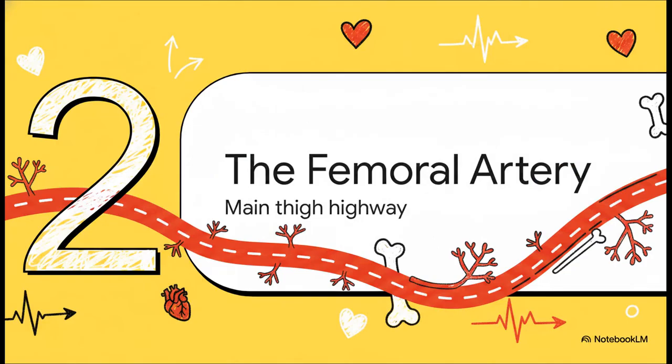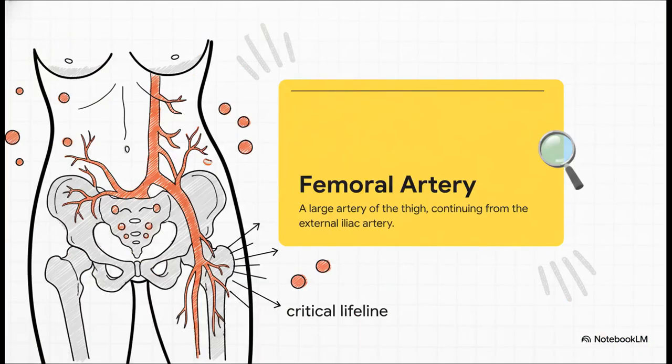Moving on to our star player. Meet the femoral artery, the absolute major highway of the thigh. So what exactly is the femoral artery? Well, it's a remarkably large artery in your thigh. To put it into perspective, it's actually about as thick as your index finger. It serves as the direct continuation of that external iliac artery we just talked about. Its primary day job is providing the main arterial blood supply to the thigh. But it's also a pretty generous provider. It actually sends branches back up to supply the superficial tissues of the pelvis and your anterior abdominal wall. It literally is the critical lifeline for your upper leg.